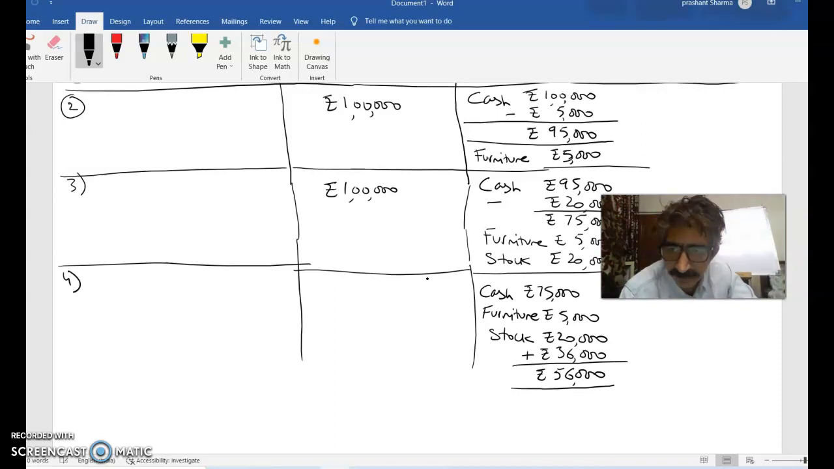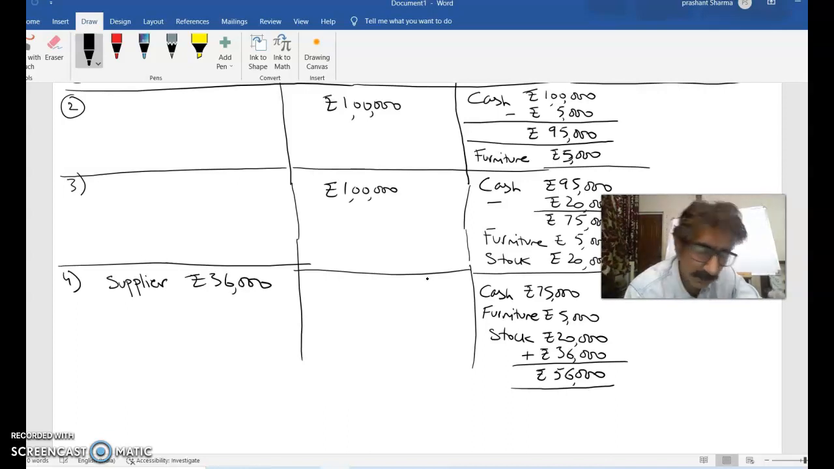You should not forget that the supplier from whom we have purchased goods on credit, we have to pay him back 36,000 in future. So he will be shown under the liabilities. As you can see, I'm writing supplier 36,000. Name of the supplier is not mentioned in the question. Had it been mentioned, I would have written the name of that supplier. Okay. So 1 lakh I've written under capital. It's just a copy. Capital remains the same.